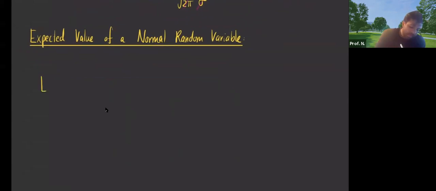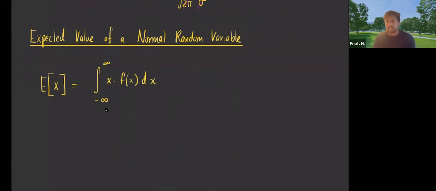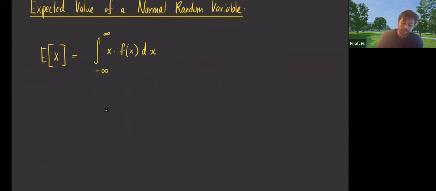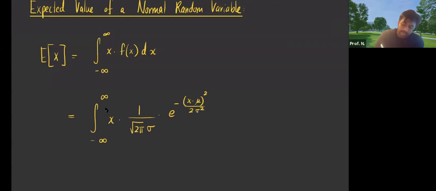So what is the expected value formula again in the continuous sense? Well, it's the integral from negative infinity to infinity of x times the probability density function f of x dx. That's the definition, right? By definition. And of course, we're dealing with the normal random variable. So this will be equal to the integral from negative infinity to infinity of x multiplied by 1 over the square root of 2 pi sigma times e to the negative x minus mu squared all over 2 sigma squared dx.